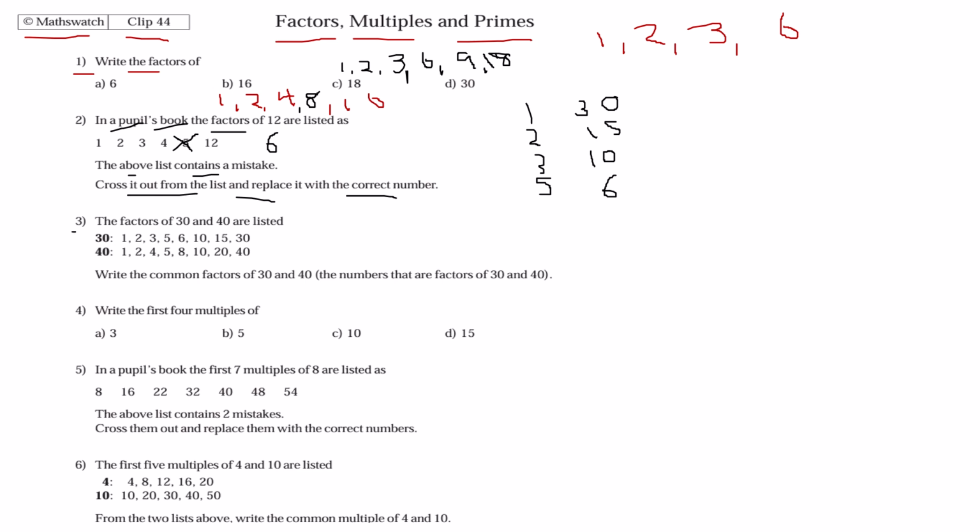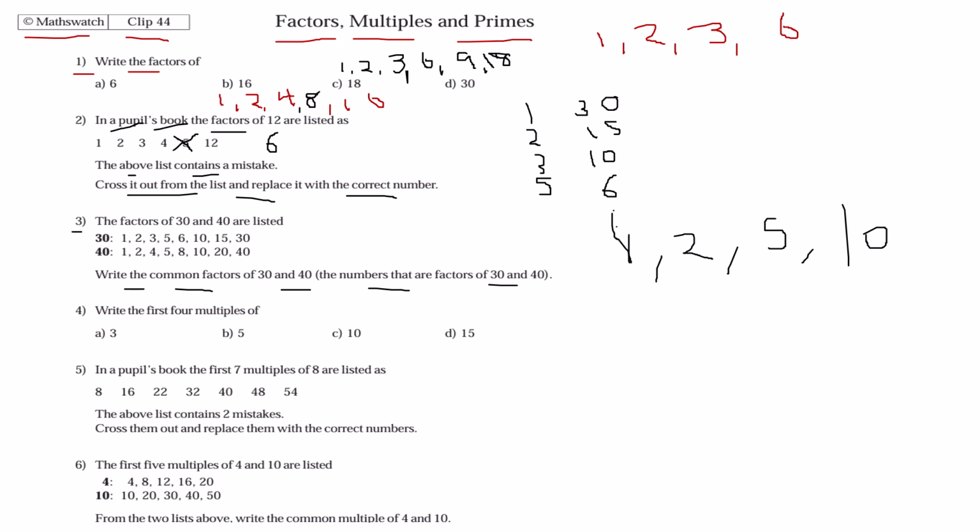Question number 3: the factors of 30 and 40 are obviously listed below. 30 is this, 40 is this. Write the common factors of 30 and 40, numbers that are factors of both 30 and 40. Well, that's going to be 1, 2, 5, and 10.